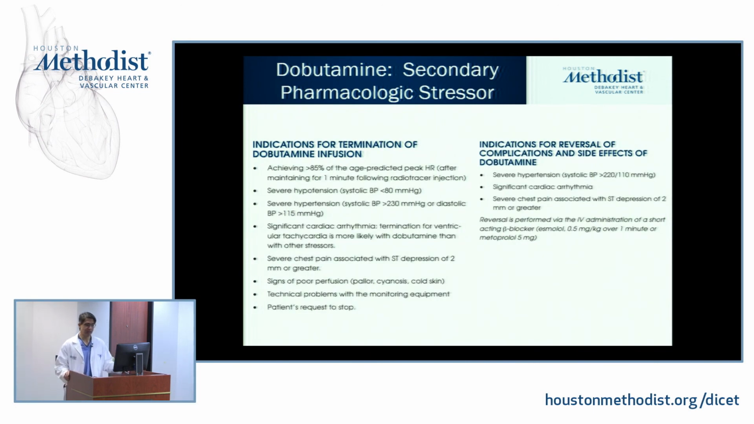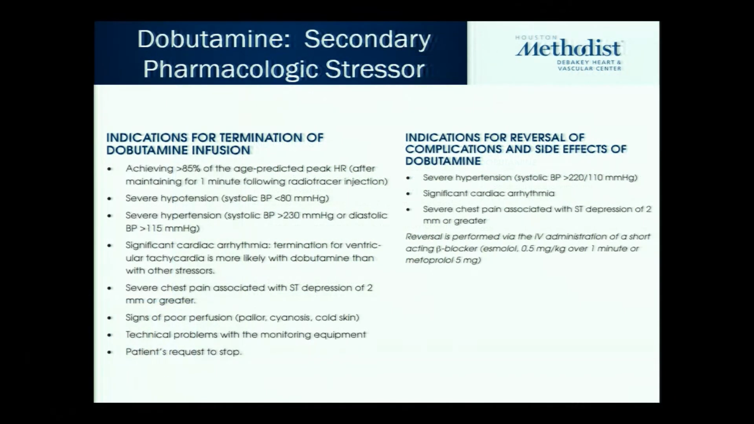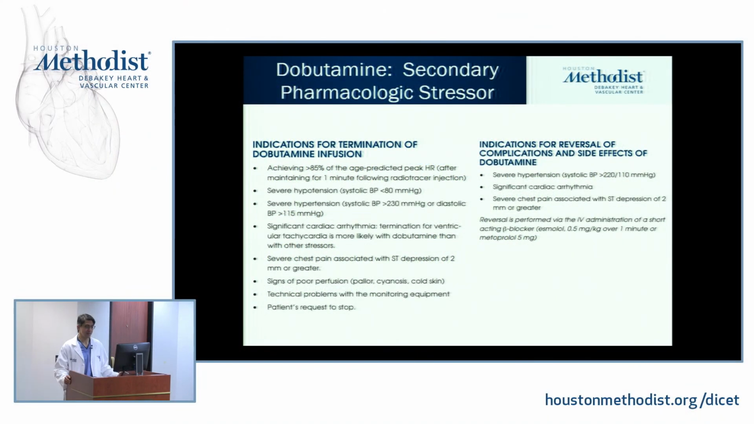When should you stop it? Again, patients that don't look well, severe hypertension has developed, significant arrhythmias such as VTs, SVTs, AFib, severe chest pains with ST depressions, signs of poor perfusion. And if you had to stop it and even reverse it, what would you use for reversal? Reversal again is beta blockers. You can consider beta blockers for patients who are actively having arrhythmias, active chest pain, or uncontrolled hypertension.